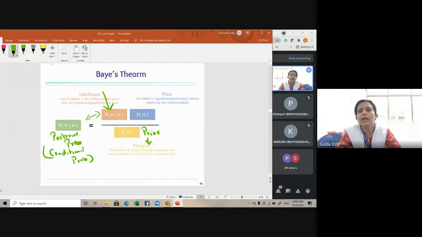When you say conditional probability, it is nothing but the probability of the occurrence of an event, given that some other event has already occurred. Probability of occurrence of the hypothesis, given that the evidence has happened or evidence is available. That's what your Bayes theorem is all about. Now let's try to understand this Bayes theorem with an example.